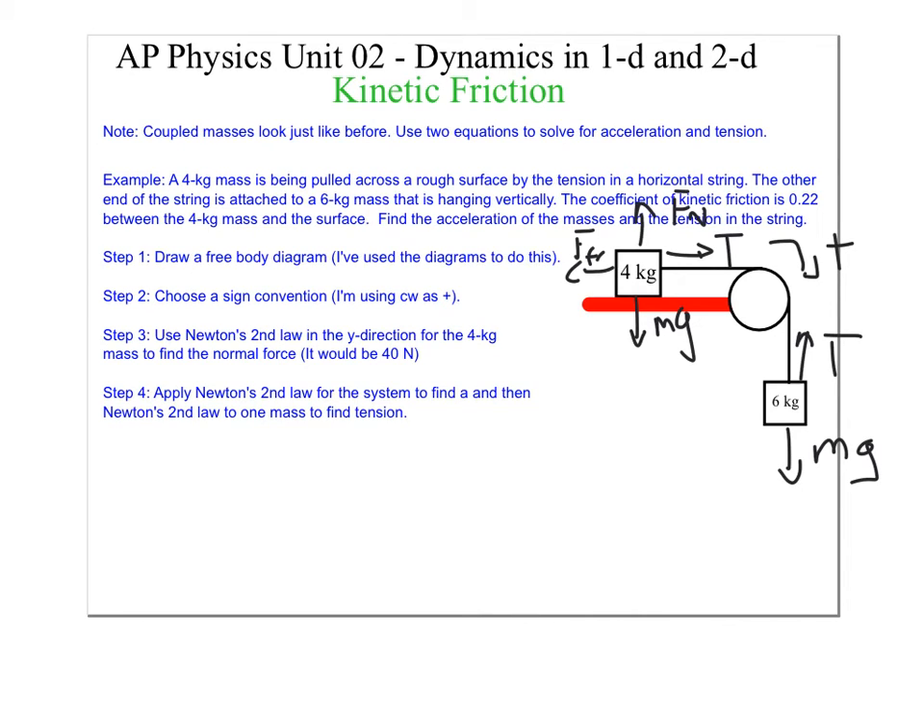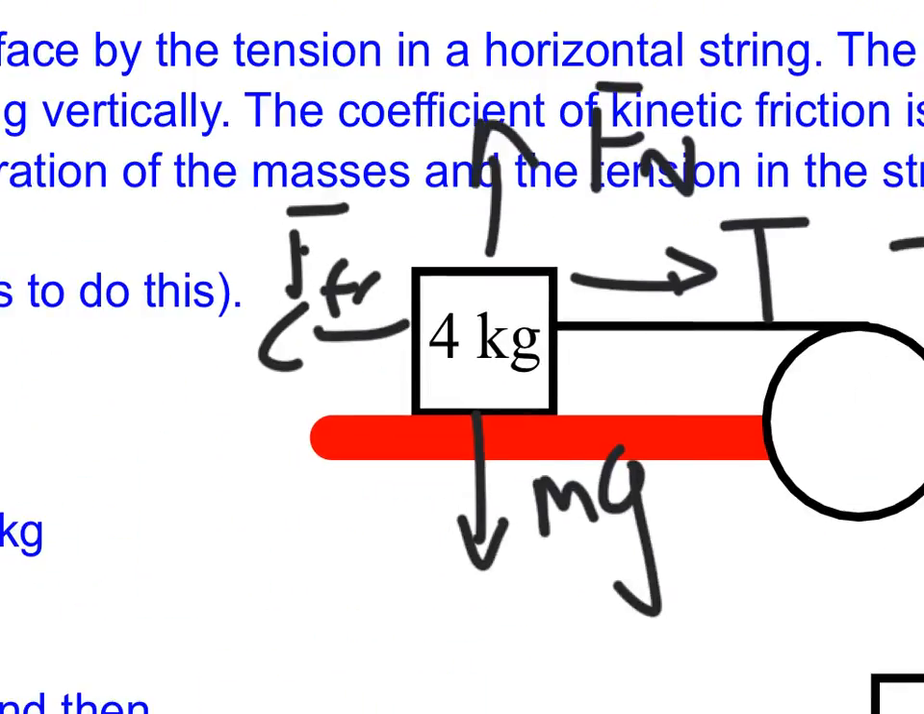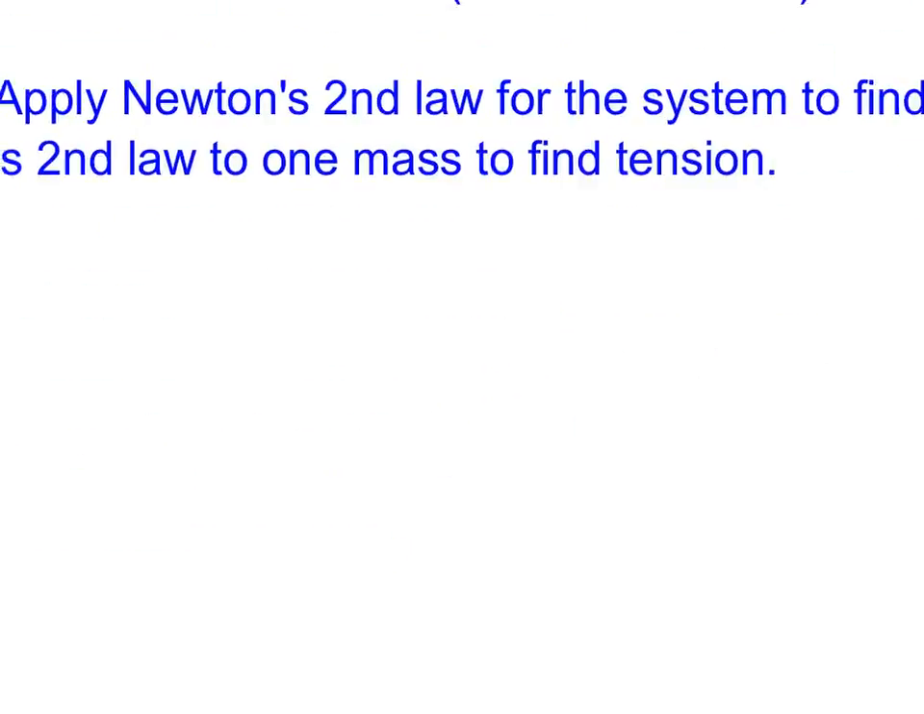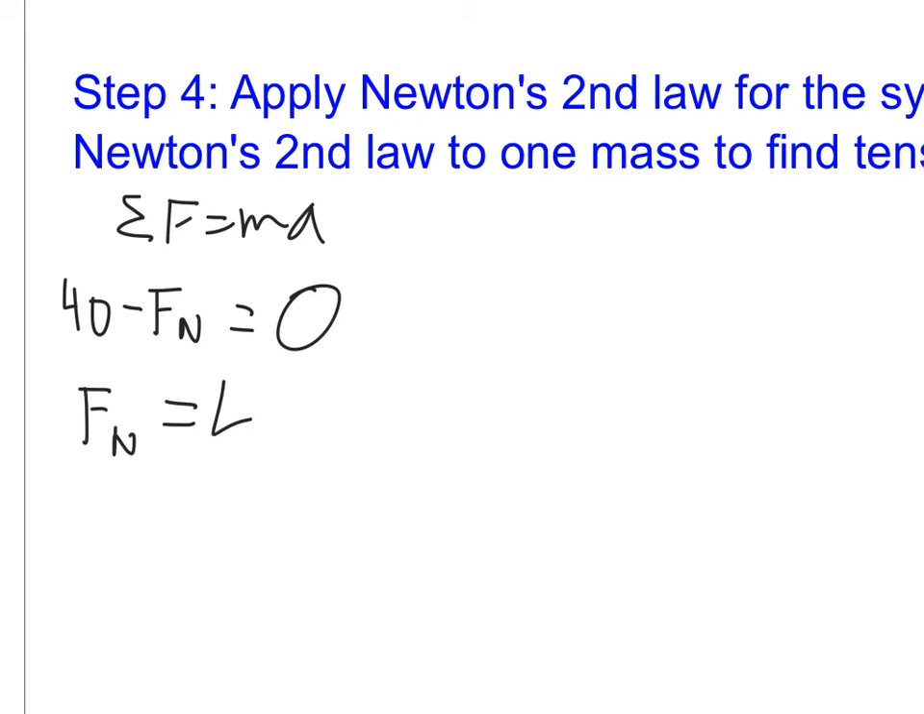Newton's second law in the y direction so that I can find my normal force for that 4 kilogram block. Let me zoom in so I can have a little bit more space. And let's see, my mass of that is 4. So I've got net force equals ma. A is 0 because it's not accelerating up off the table at all. So I've got 40 minus the normal force, which means my normal force is 40 newtons. Not too bad.